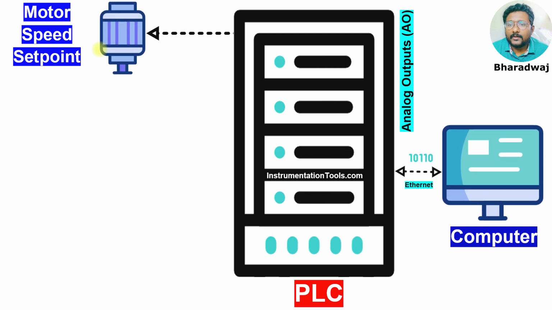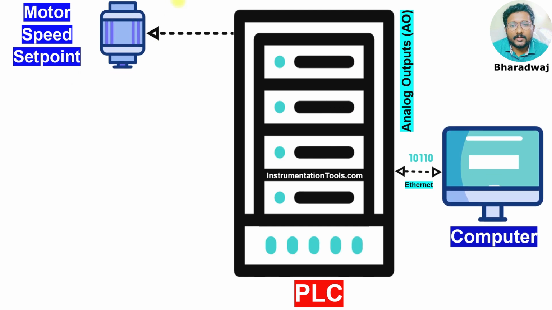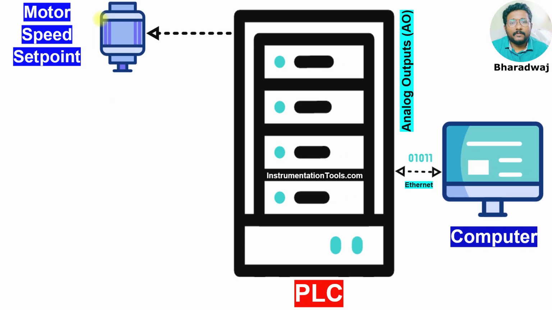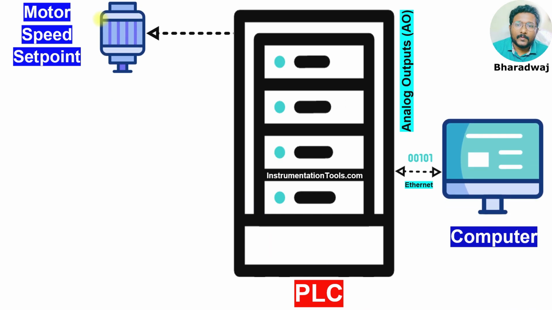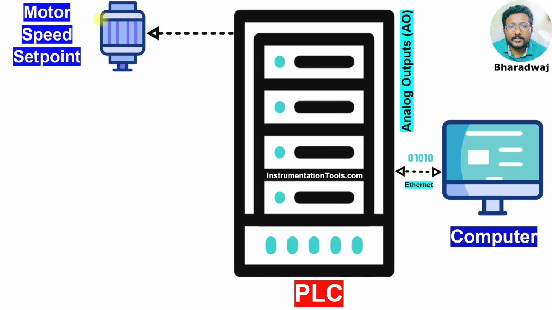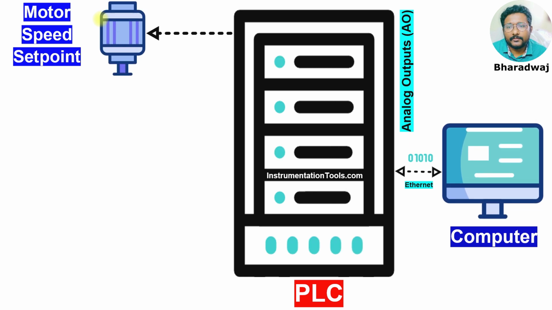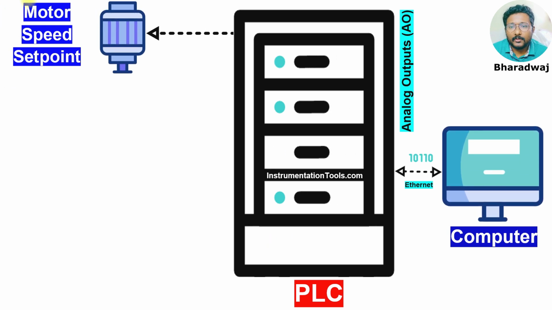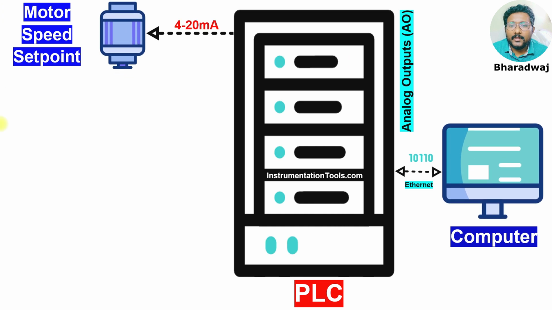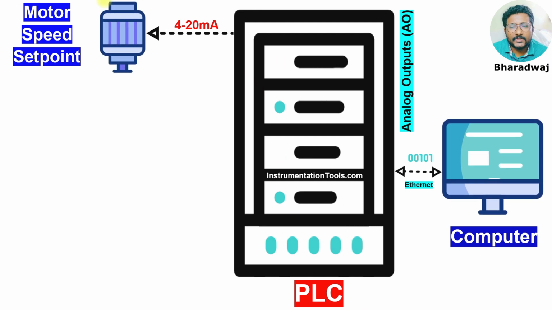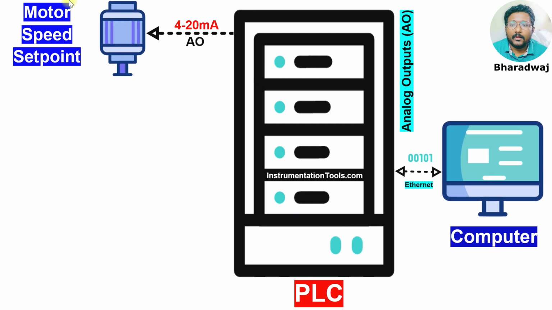Generally, whenever we have a motor speed control application, we will use variable frequency drives. So the PLC has to send some signals to the VFD drive to control the motor. Okay, and it is a 4 to 20 milliamp signal and it is an analog output, which is AO.